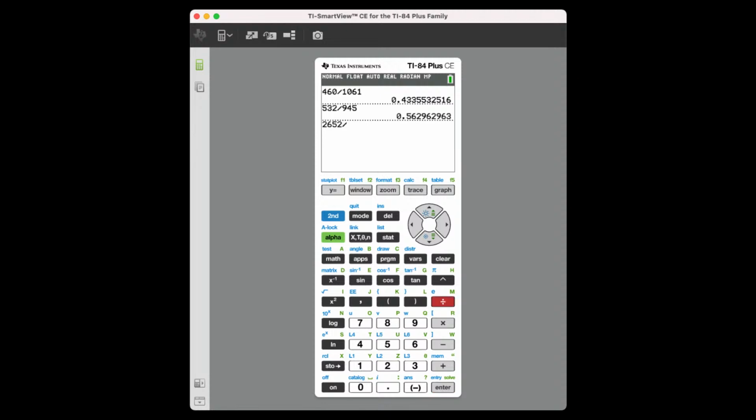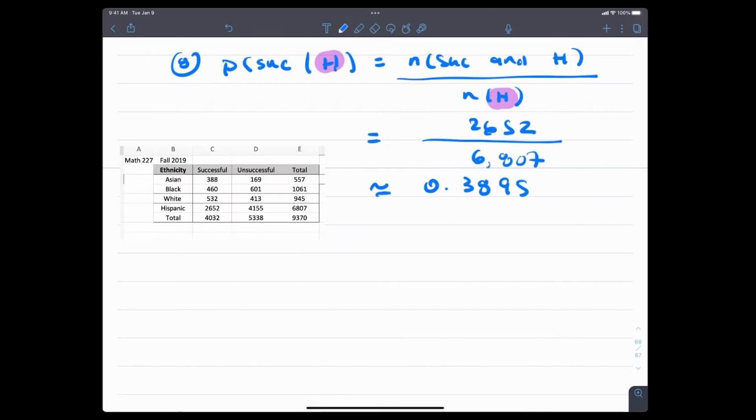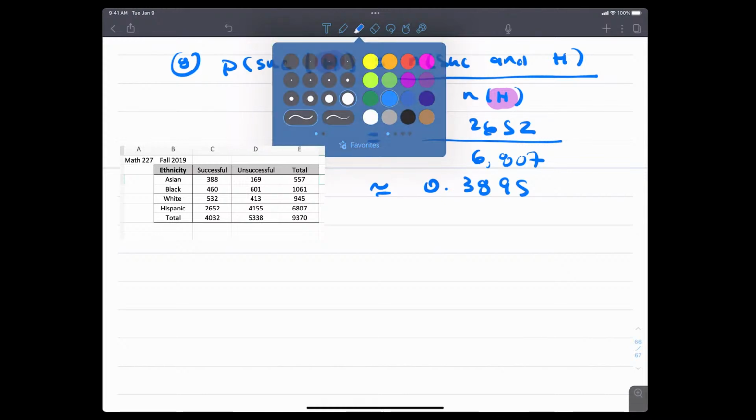2,652 divided by 6,807, ladies and gentlemen. And what do you get now? 0.38 what? Well, it says 95. Okay, we're approximating to the nearest what? Thousandths, and that's going to be right in here.